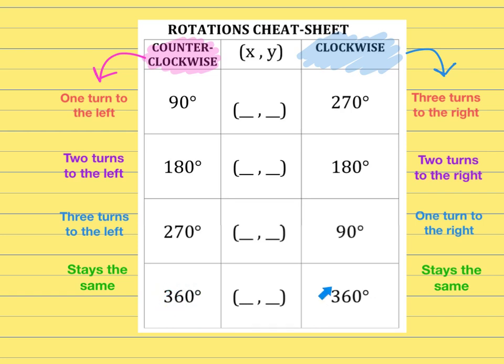360 degrees, I've put out to the side. If you go 360, you make one complete turn all the way around. So everything is going to stay the same. It's going to be back in its original location. So that is just going to be X, Y.